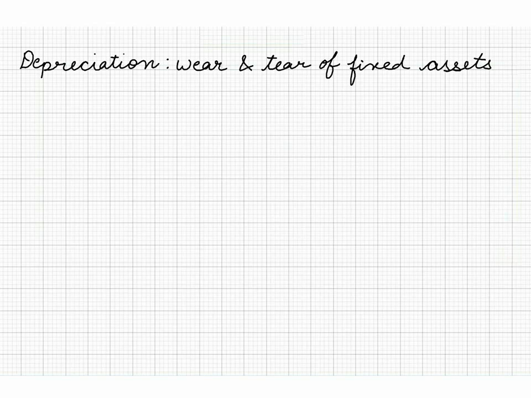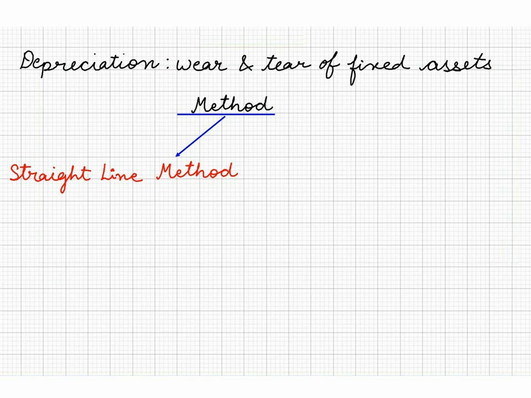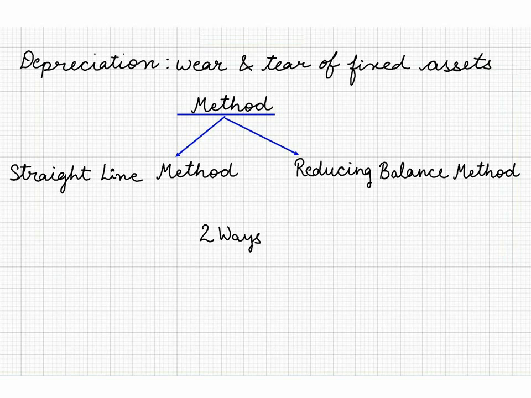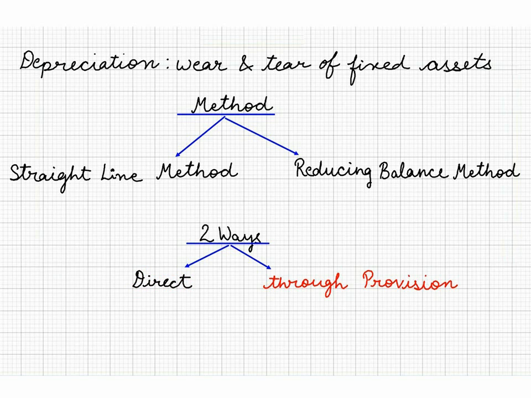There are different methods of providing depreciation. You can adopt the straight line method or reducing balance method, etc. But what I'm trying to tell you is there are two ways to provide depreciation on fixed assets. Number one, direct, and number two, through provision. Let me have one example.